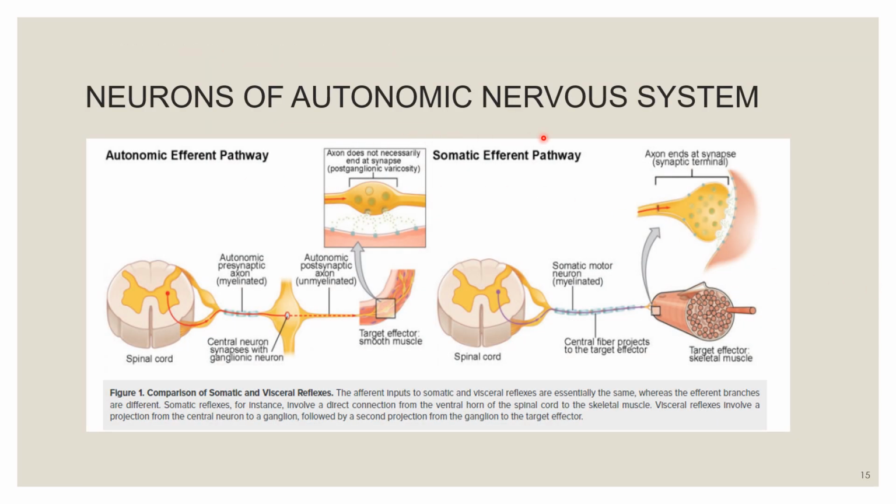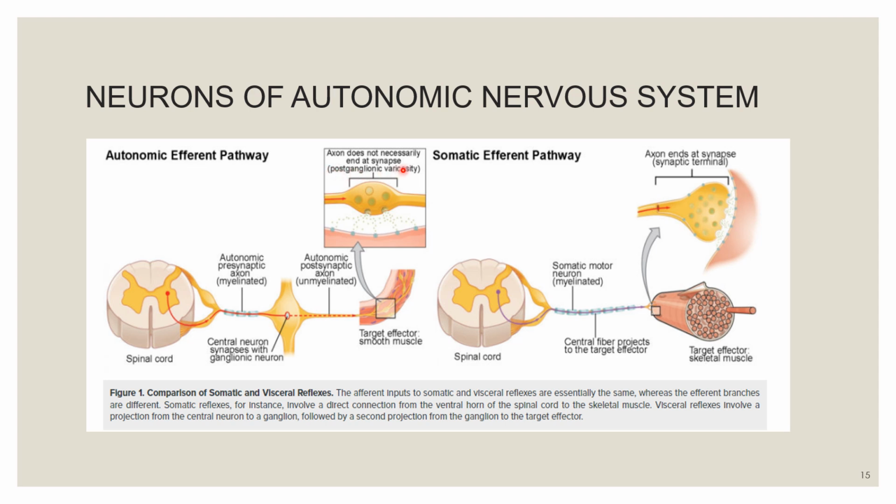The neurons of the autonomic nervous system. See here, the somatic efferent pathway. We have already seen this. So this is the sensory neuron. This is the motor neuron, which is innervating the target skeletal muscle. The axon ends at a synapse, that is, it is forming a junction at the level of the target muscle. That is the neuromuscular junction.